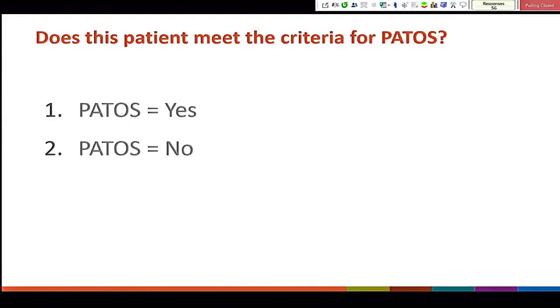Okay, so look back at the original question, original case. Does this patient meet the criteria for PATOS? So we now know that we have an SSI here, but now we have to answer the question: PATOS equals yes or no. Is PATOS yes or is PATOS no?